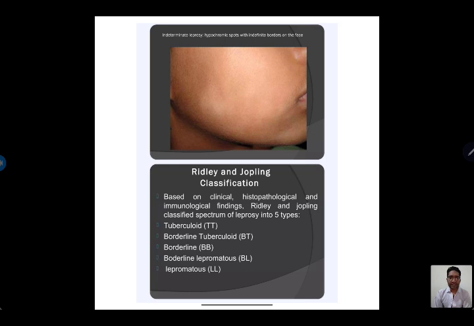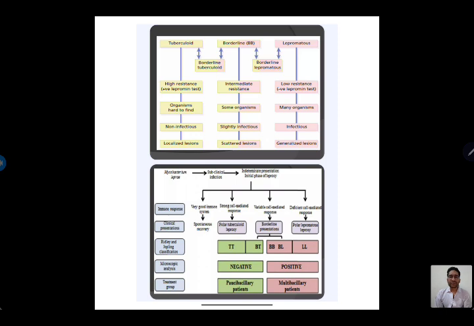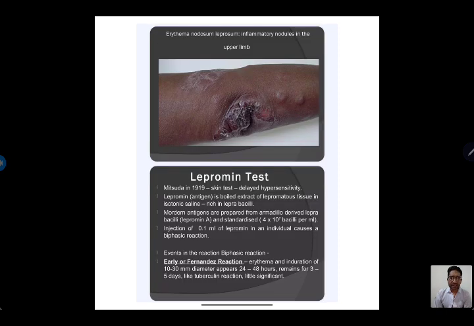Ridley and Jopling classification is based on clinical, histopathological and immunological findings. The Ridley and Jopling classification divides the spectrum of leprosy into 5 groups. First is tuberculoid, then borderline tuberculoid. Third is borderline, then borderline lepromatous, and lepromatous. Next you can see erythema nodosum leprosum, an inflammatory nodule in the upper limb.